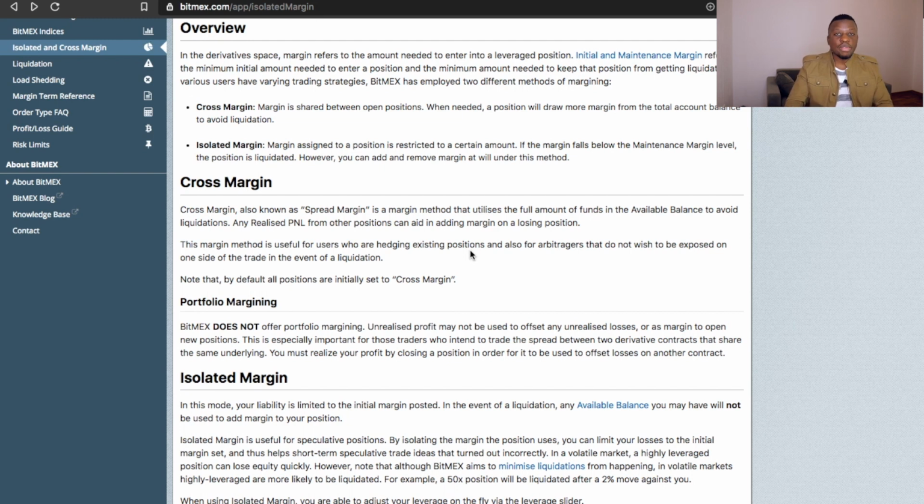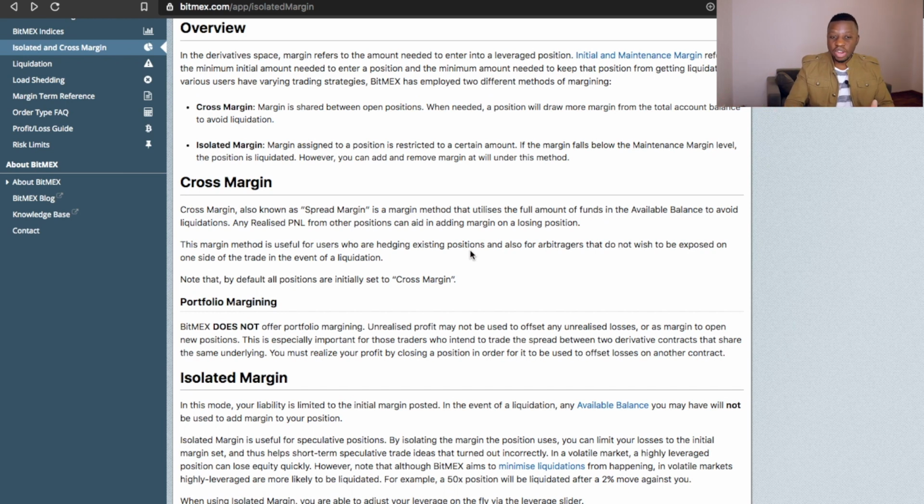Let's say, for example, you have about 1,000 US dollars in your account balance. So if you place a cross margin trade of about 1,000, in case that trade goes wrong, then the money is going to be deducted automatically from your existing account balance to supplement your position in order for you not to get liquidated. So that's basically the major difference between isolated margin versus cross margin.